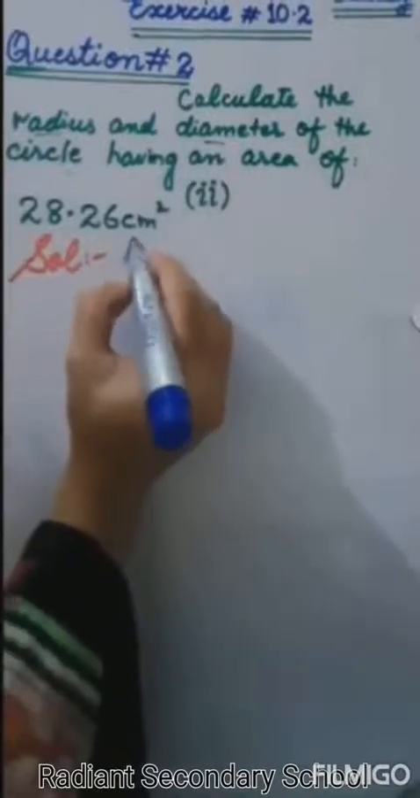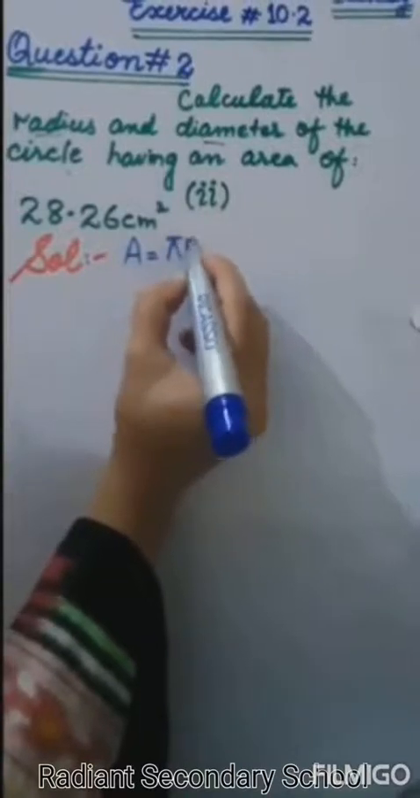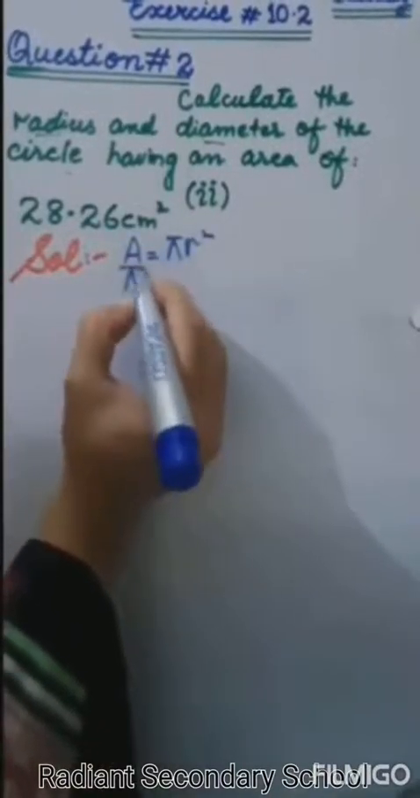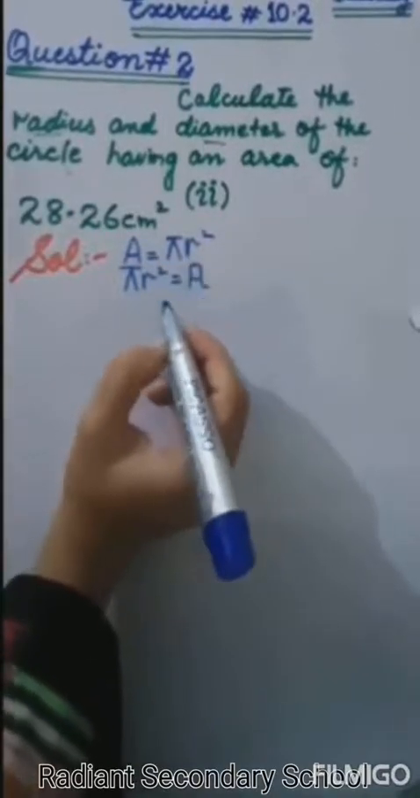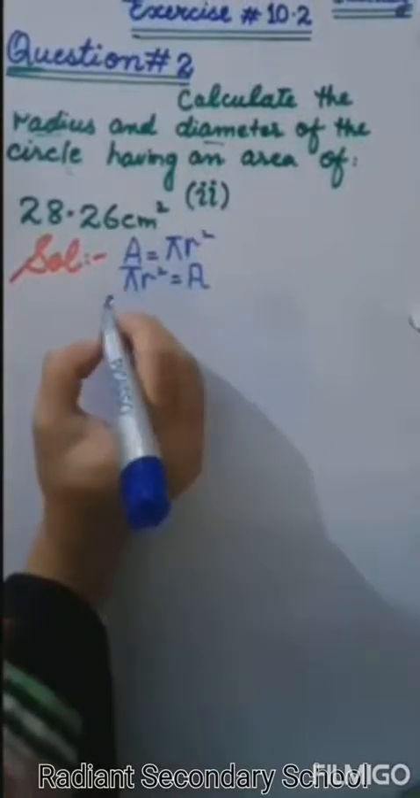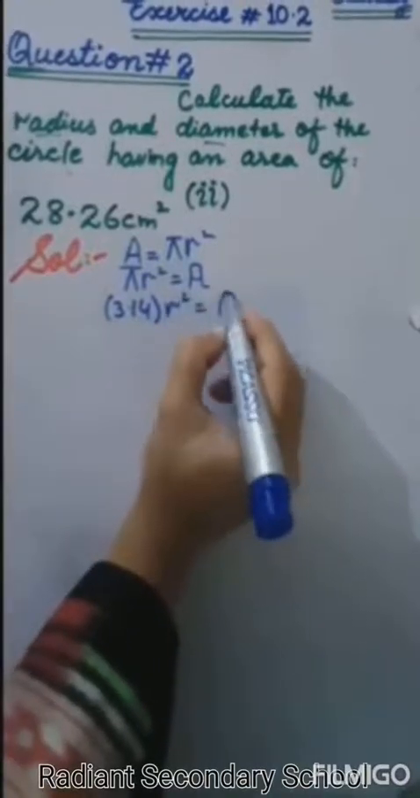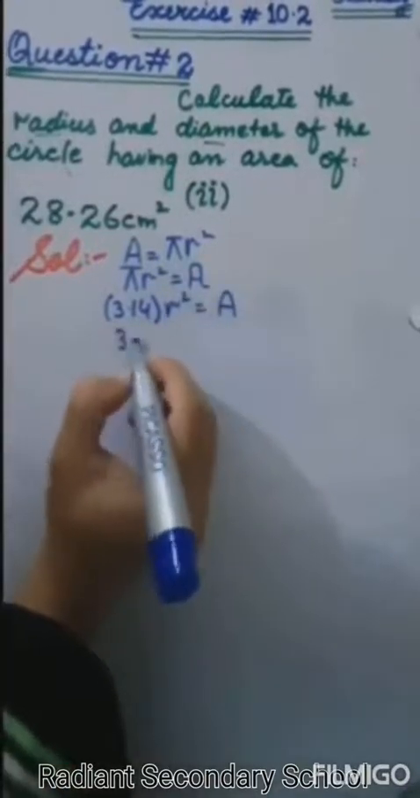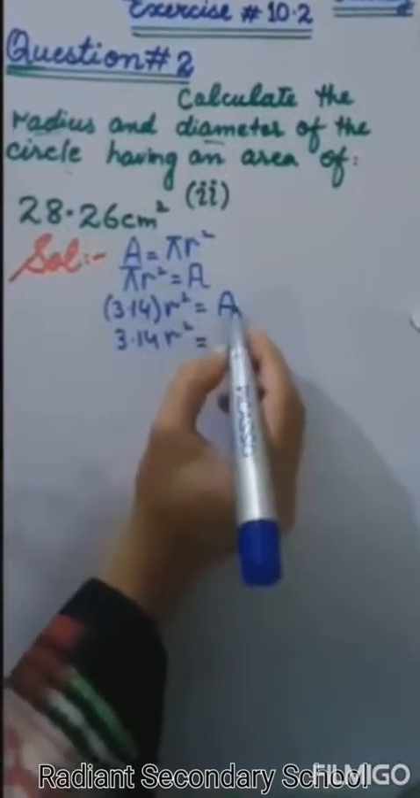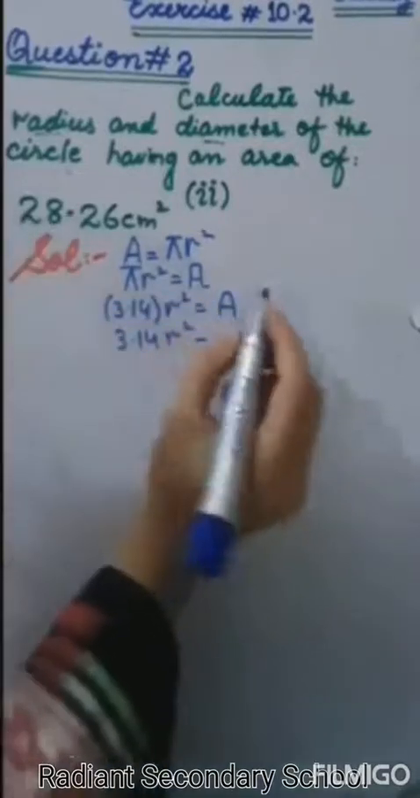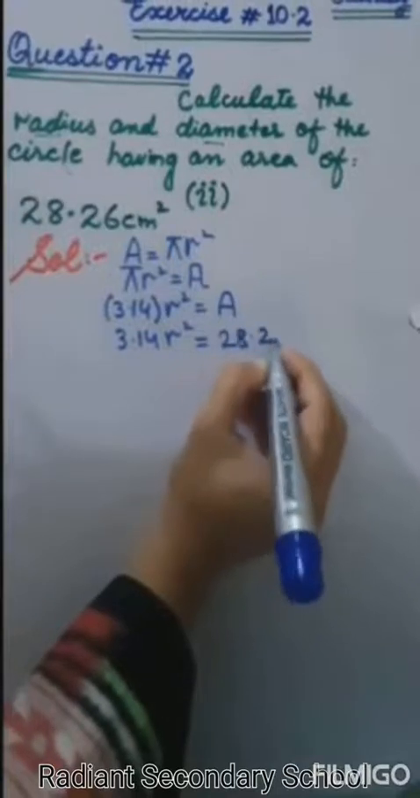So first of all you have to write the formula of area. Area is equal to pi r square, and you can write this formula like this: pi r square is equal to area, it doesn't matter. Now you have to put the value of pi here. 3.14 multiplied by r square is equal to A. Area is given in the question, 28.26. In the place of A, meaning area, you have to put 28.26.